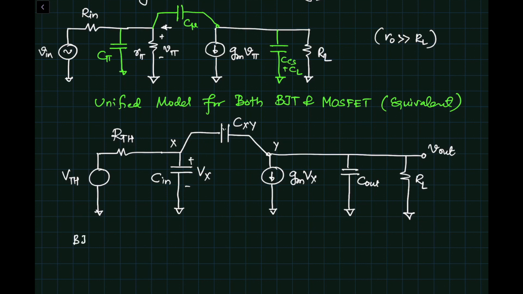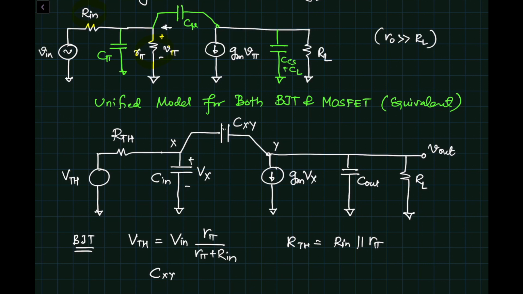For the BJT case, the Thevenin equivalent looking back, VTH, is V in times R pi divided by R pi plus R in, because we have two resistors here, R in and R pi. So the voltage V pi is given by the resistive divider effect between R in and R pi, and that's what our Thevenin equivalent VTH is. And RTH is going to be R in parallel R pi.